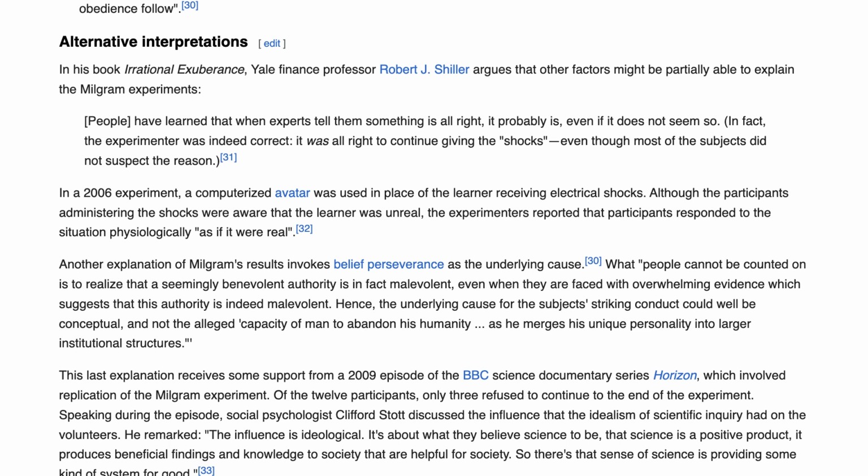This last explanation receives some support from a 2009 episode of the BBC science documentary series Horizon, which involved replication of the Milgram experiment. Of the 12 participants, only 3 refused to continue to the end of the experiment. Speaking during the episode, social psychologist Clifford Stott discussed the influence that the idealism of scientific inquiry had on the volunteers. He remarked, "The influence is ideological. It's about what they believe science to be, that science is a positive product, it produces beneficial findings and knowledge to society that are helpful for society. So there's that sense of science is providing some kind of system for good."